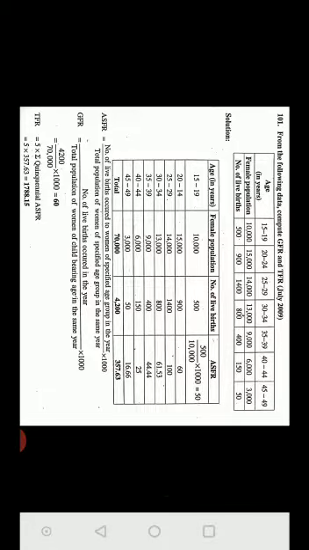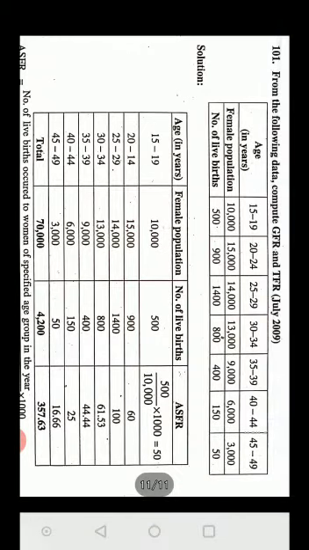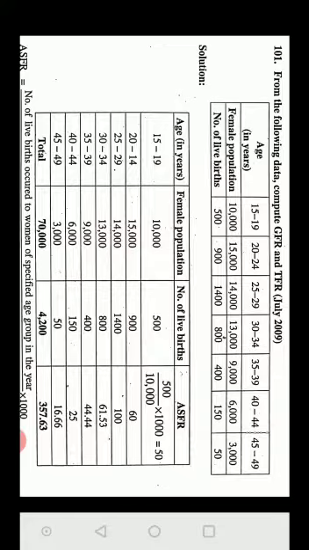Let us see a quick example of TFR with general fertility rate. The example says, from the following data, compute GFR, that is general fertility rate, and TFR, that is total fertility rate. See, age is given, female population is given, number of live births. Just please pay attention to the age group. The age group is 15 to 19, 20 to 24, 25 to 29. So it is a width of 5 years. So here you will be using the formula for TFR for the quinquennial, and that formula is given here.